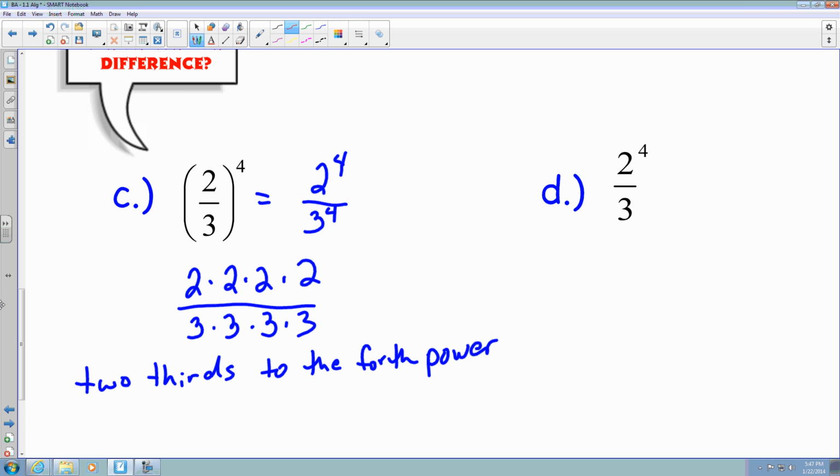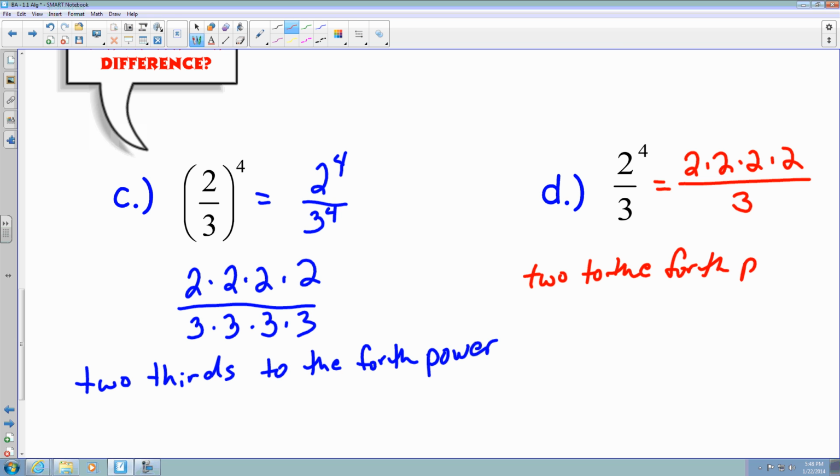For D, the exponent's only attached to the 2. So if I were to write this in expanded form, it would be 2 times 2 times 2 times 2. That would be to the 4th power, but the 3 does not. So that's the big difference between parentheses in the exponent and no parentheses. And this one would be 2 to the 4th power divided by 3. Okay?